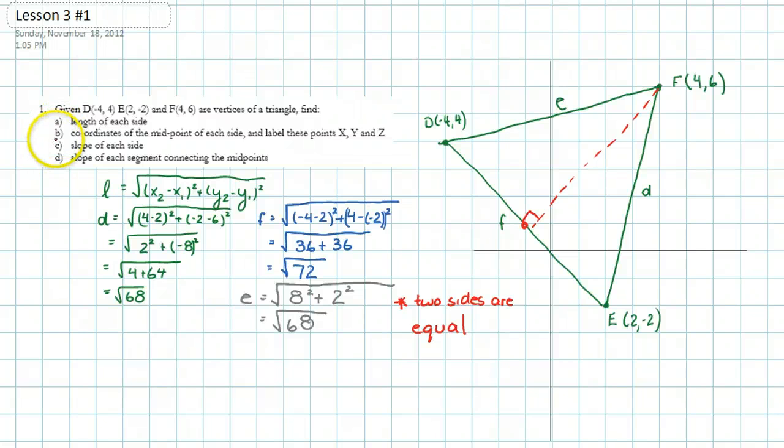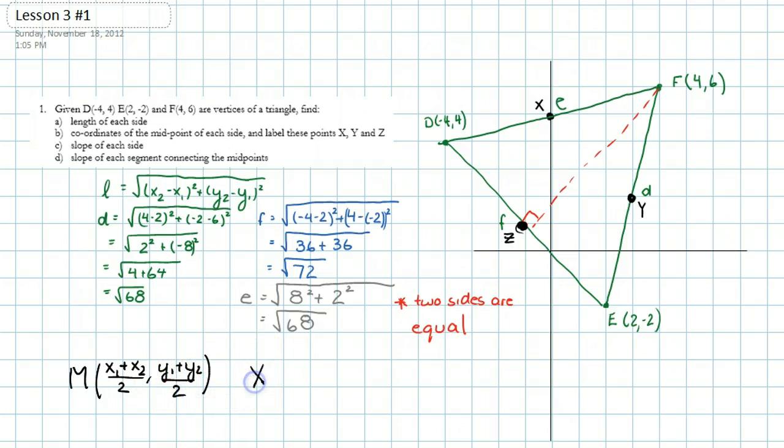Next, find the coordinates of the midpoints of each side, and label these points x, y, and z. Now again, I've drawn these as a picture so we can see them here, and let's put this one here. We see this one's here. We see this one is right there. But again, if I didn't know how to do this, let's call this x, let's call this y, and let's call this z. If I didn't know how to do this, I'd just simply use the midpoint formula. So the midpoint formula is simply (x1 plus x2) over 2, (y1 plus y2) over 2.